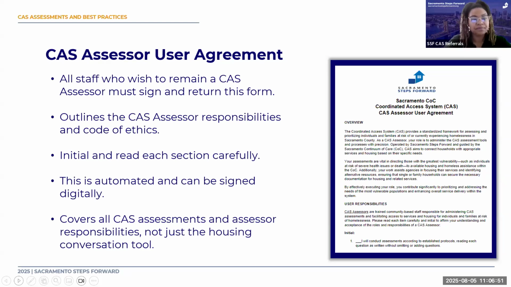So just take your time. And this is automated and can be signed digitally. Yay, so you don't have to upload a PDF and all that jazz. That's nice. And then it covers all CAS assessments and assessors' responsibilities, not just the housing conversation tool, which is great because as a CAS assessor, you have access to so much in this system that it's going to cover everything and not just maybe one aspect that you'll use the most. Next slide.